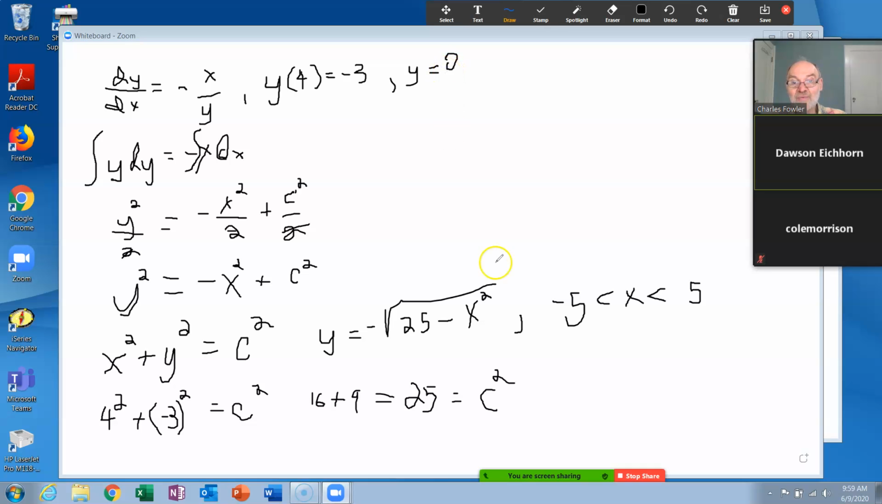Okay, and if y can't equal 0, that means the x can't equal plus 5 or minus 5, because both of those would produce a y equal to 0. So your interval of your differential equation, where it's valid, is only minus 5 to 5. Outside those, it has no meaning at all. At 5 and minus 5, your y would be 0, which it can't be according to your initial differential equation. All right, does that make sense?